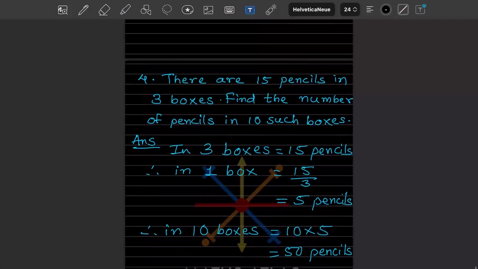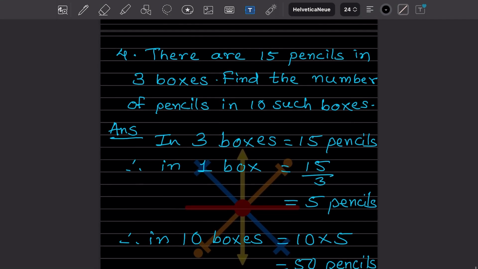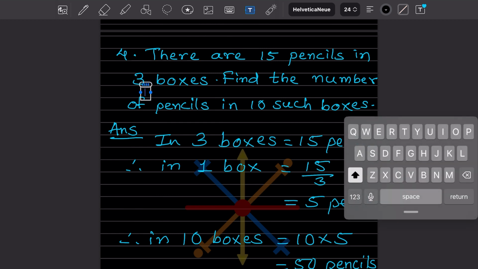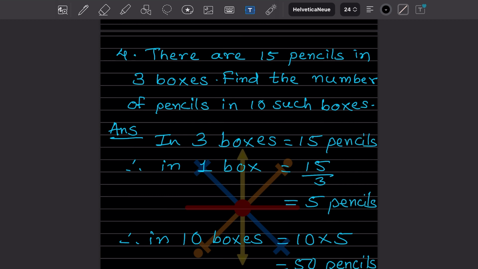Now again, what did they say in the next problem here? There are 15 pencils in 3 boxes. Find the number of pencils in 8 such boxes. Now look at the first one. In 3 boxes, what do we have? We have 15 pencils. So first thing we'll do is find for 1 box. When you cross multiply, that is going to be 15 divided by 3, that will be 5 pencils.